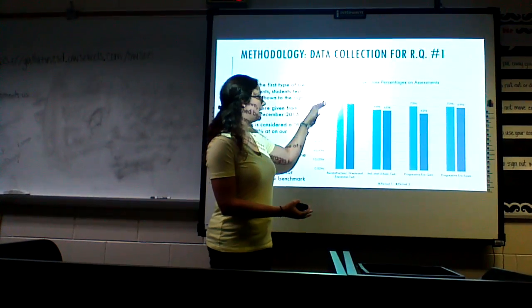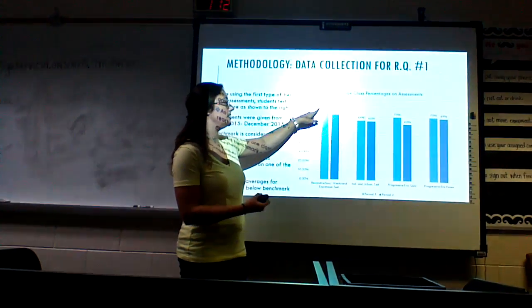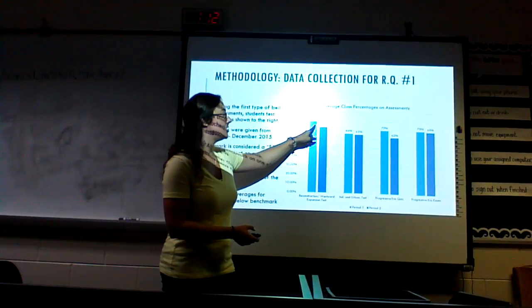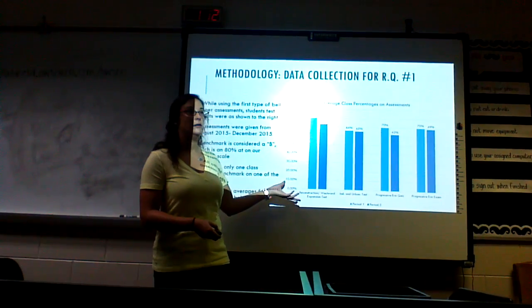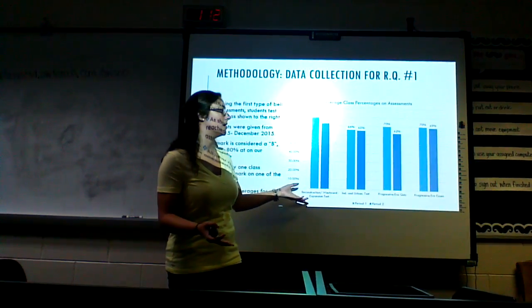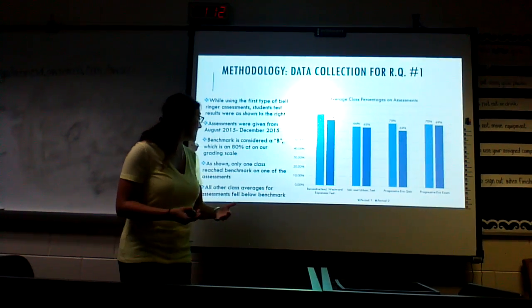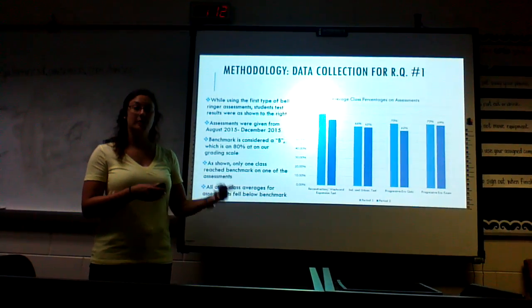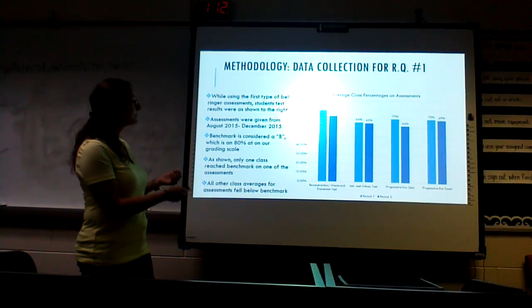Here we've got one group, first period, that on the very first unit assessment did reach 80%. But you can see for the rest of that first half of the year, from August until December, they were falling below what we would consider to be benchmark. So again, that is using the first type of bacon bit, the simple question and answer strategy.